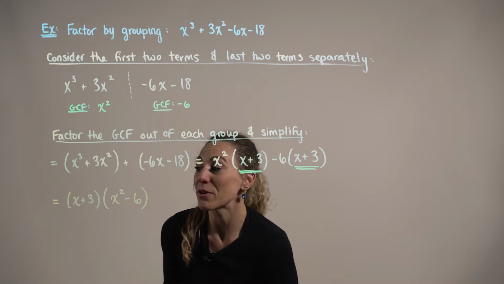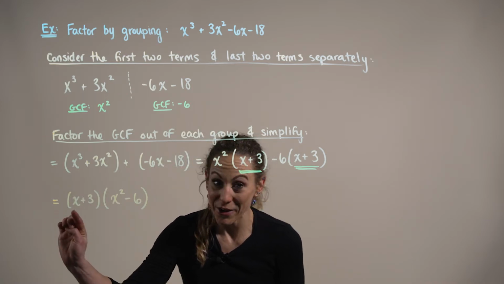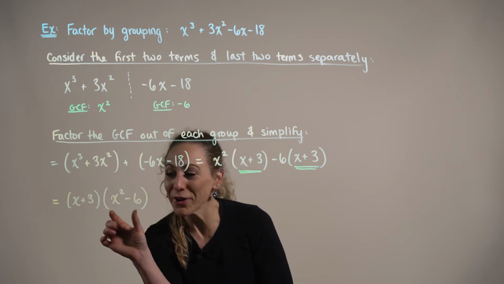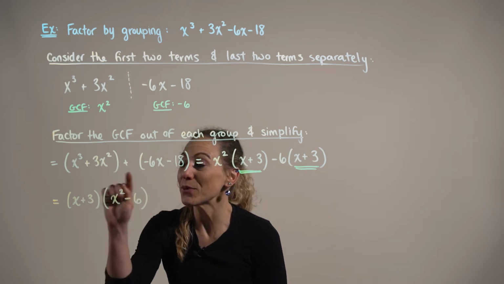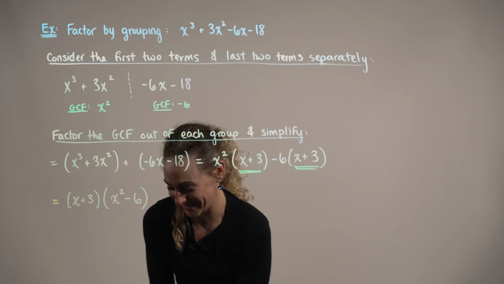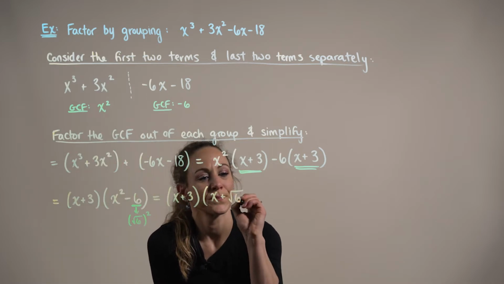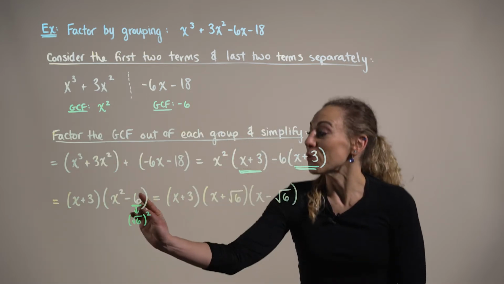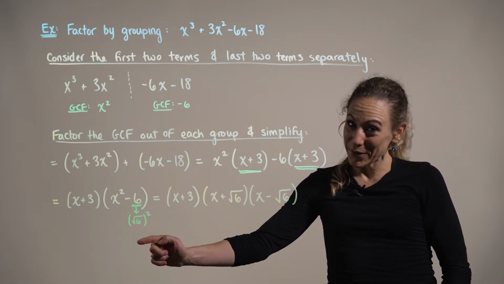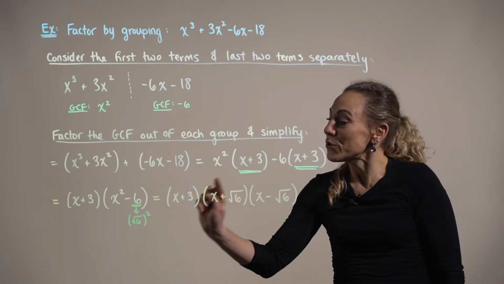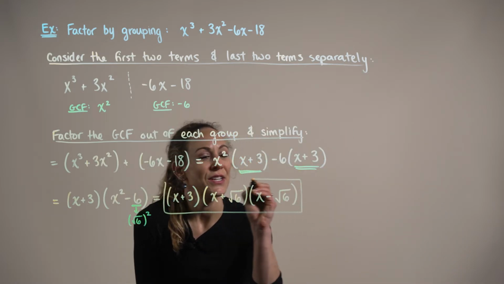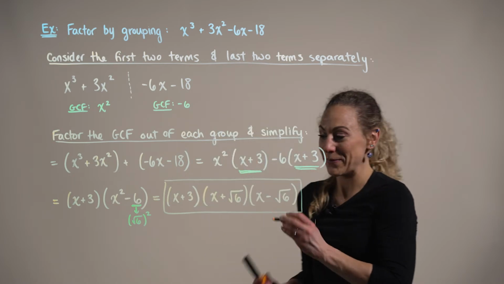So we have factored that greatest binomial out, x plus 3, and notice here that while this doesn't quite look like a perfect difference of squares, we can still rewrite this 6 so that we can produce a difference of squares formula. So if we rewrite that x squared minus 6 as x squared minus the square root of 6 squared, we can use a difference of squares formula to factor this expression completely.